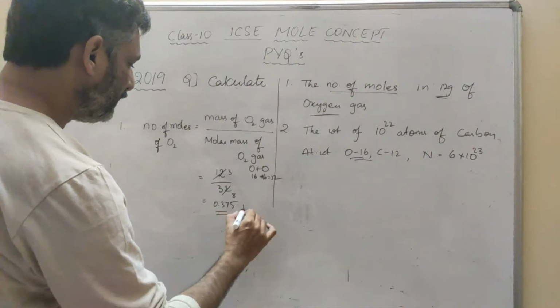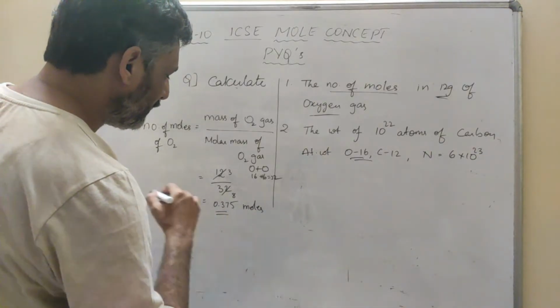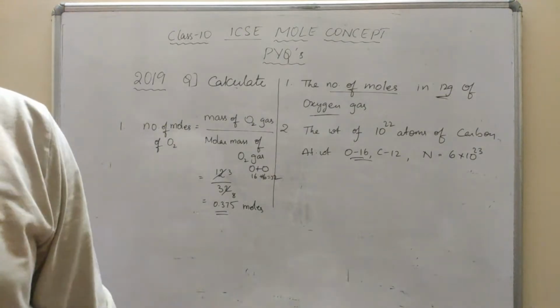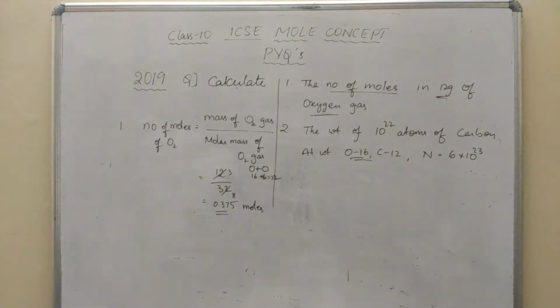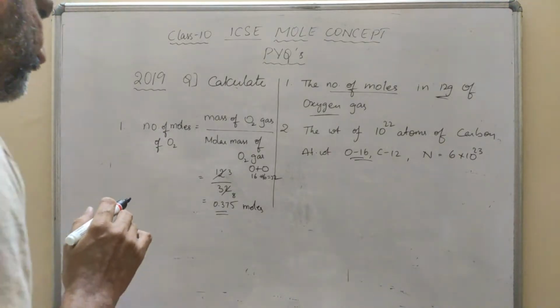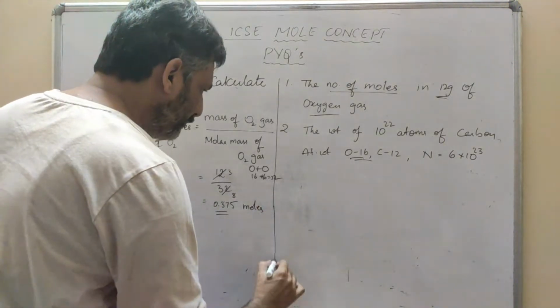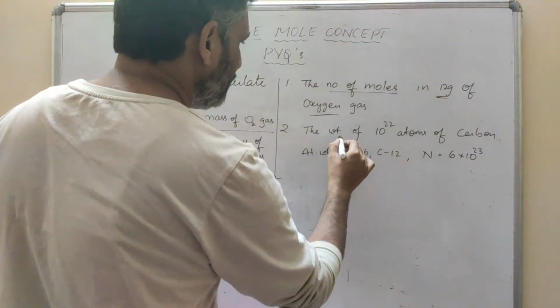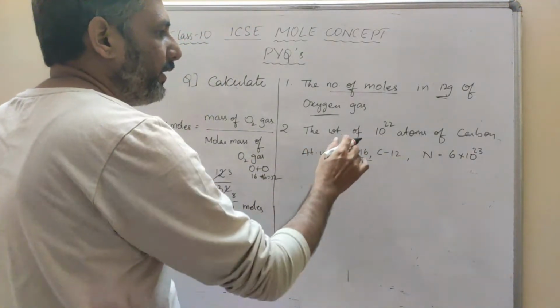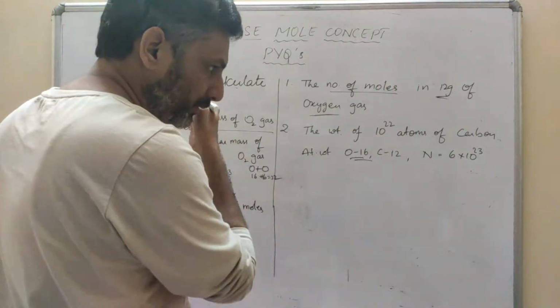Okay, so this is the answer. 0.375 moles of oxygen is present in 12 grams of oxygen. And the second bit: what is the weight of 10 power 22 atoms of carbon?